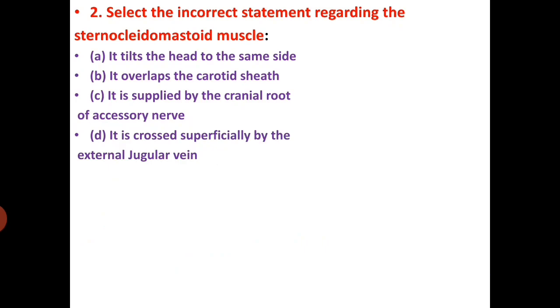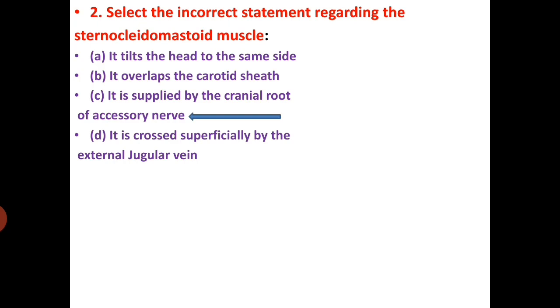Second question, select the incorrect statement regarding the sternocleidomastoid muscle. Options are: it tilts the head to the same side, it overlaps the carotid sheath, it is supplied by the cranial root of accessory nerve, it is crossed superficially by the external jugular vein. The question is the incorrect statement about the sternocleidomastoid muscle. So the answer is: supplied by the cranial root of accessory nerve.